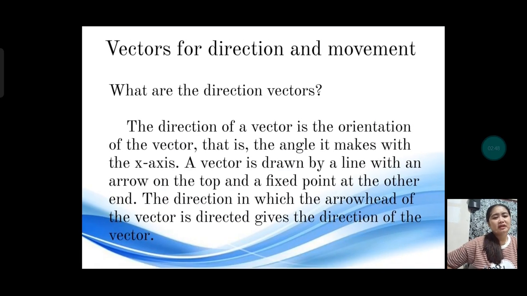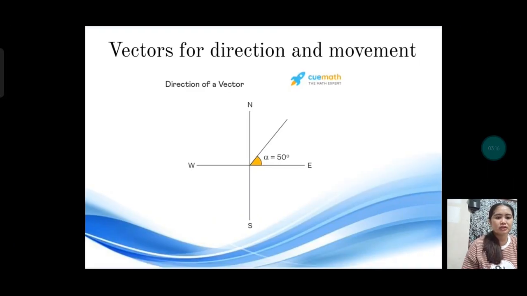So, what are the direction vectors? The direction of a vector is the orientation of the vector, that is, the angle it makes with the x-axis. A vector is drawn as a line with an arrow on the top and a fixed point on the other end. The direction in which the arrowhead of the vector is directed gives the direction of the vector. So this is the example.